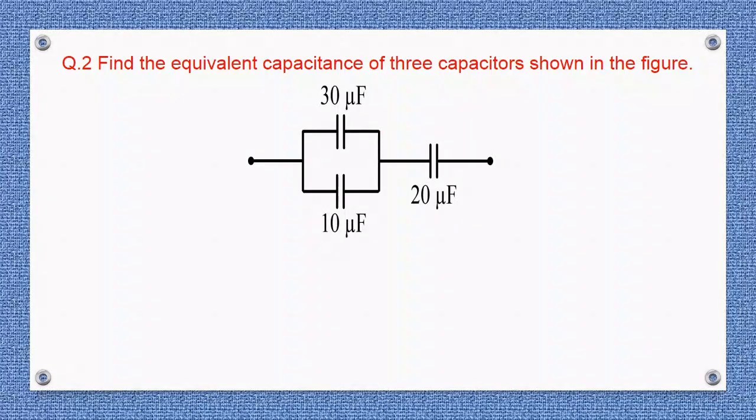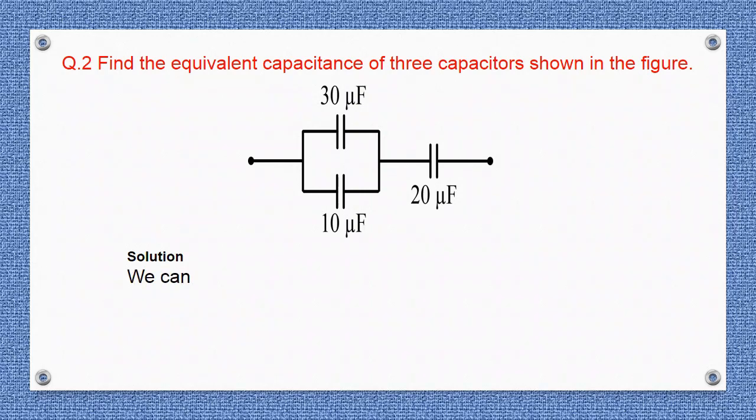Let me go to the next question. Find the equivalent capacitance of the three capacitors shown in the figure. Now this is a little harder. 30 microfarad and 10 microfarad, they are in parallel first, and then you have to do the series combination. Now how to do it?